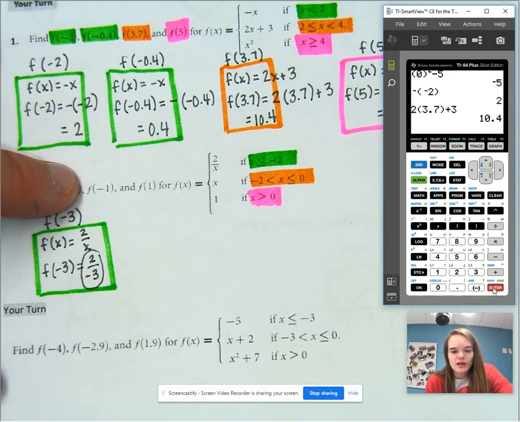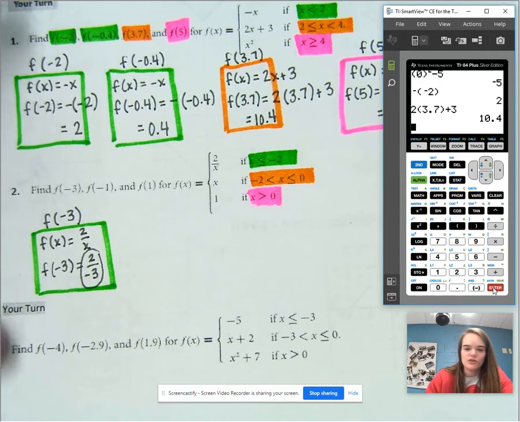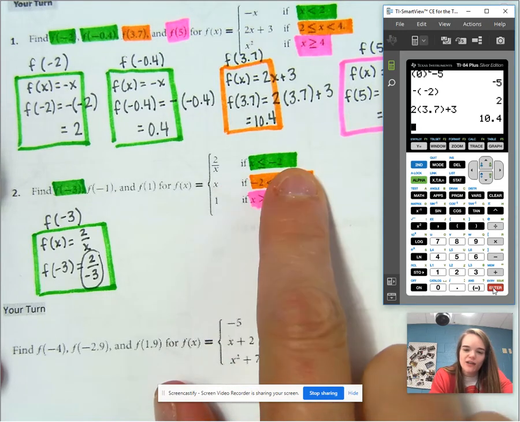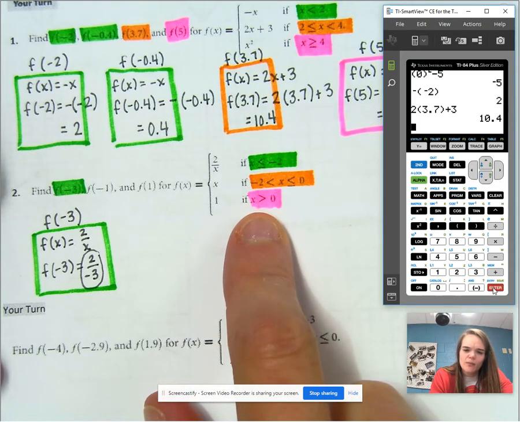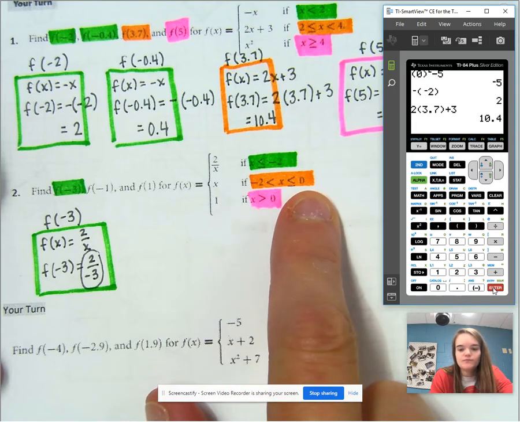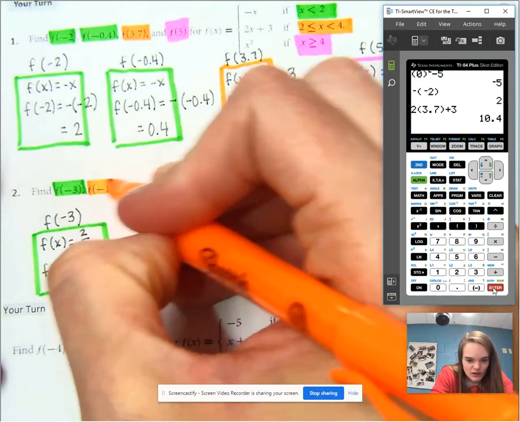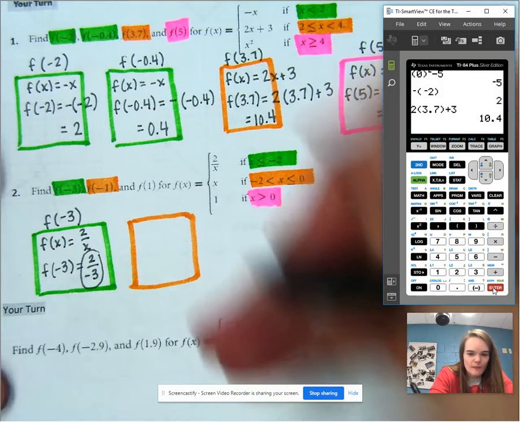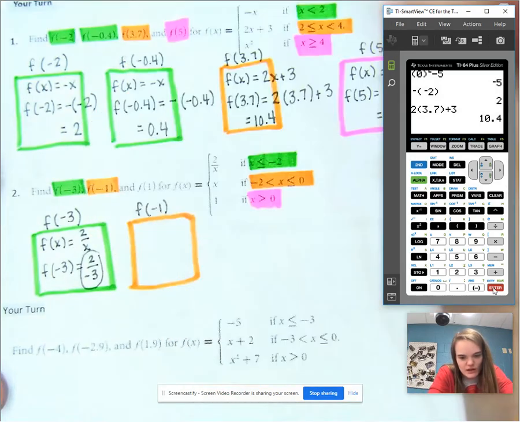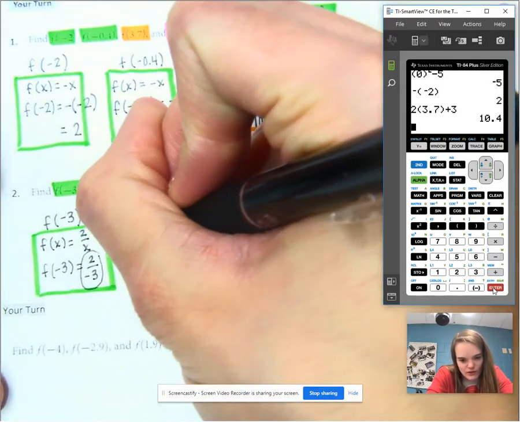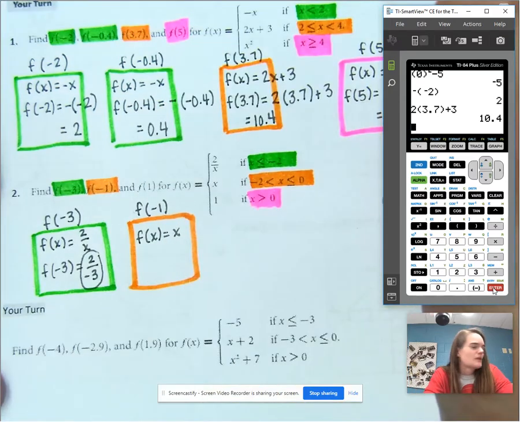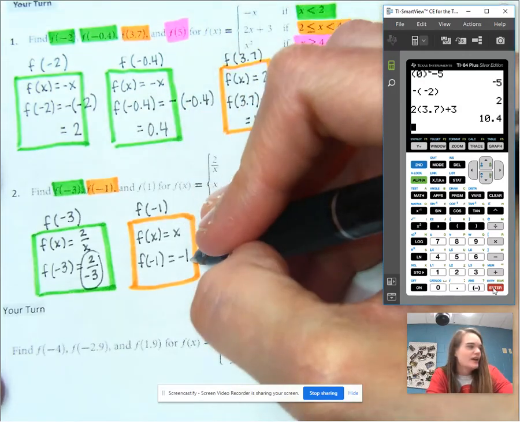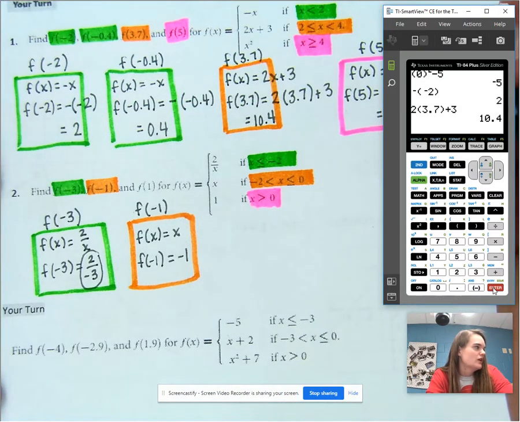All right, the next one, f of negative 1. I should have highlighted this one. f of negative 1. Negative 1 is not less than negative 2. Okay. Negative 1, is it between negative 2 and 0? Yes. So we're going to use the orange function, the middle function. f of negative 1. So f of x equals x. Plug in a negative 1. And this one, it's just that x and x is the same. We're finished. We don't have to do any calculations.